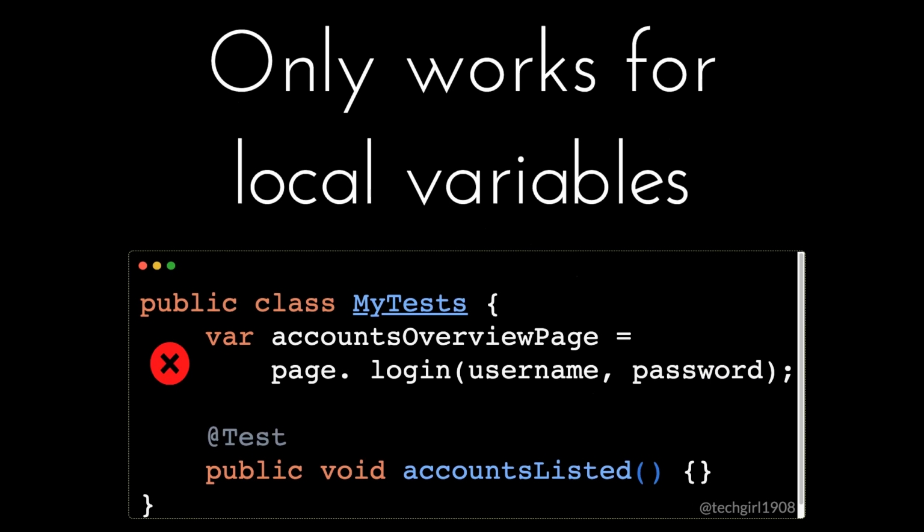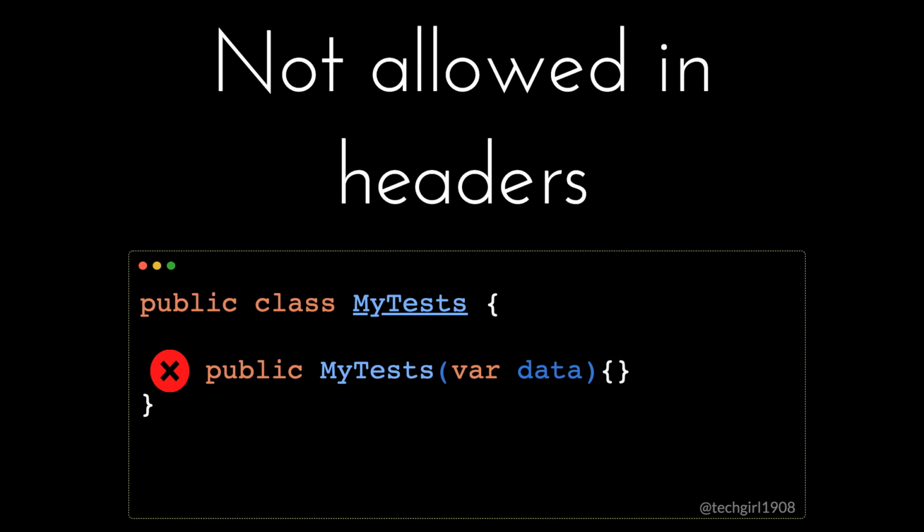You can use this inside of methods, loops, decision structures, but you cannot use this for global variables, even if you are initializing them. While local variable type inference can be used within the body of local constructs, it can't be used in the headers of methods or constructors. And this is because whoever's calling you needs to know the data type of the arguments that they need to send. Okay, so those are the rules.